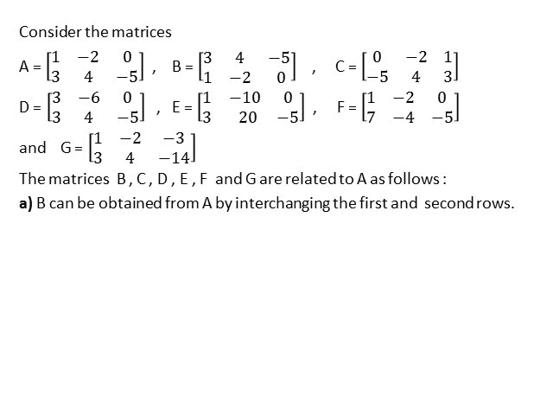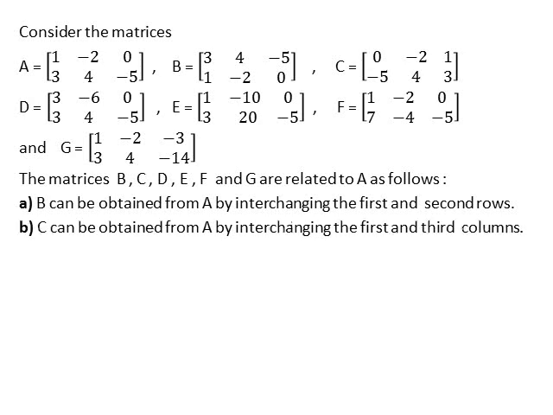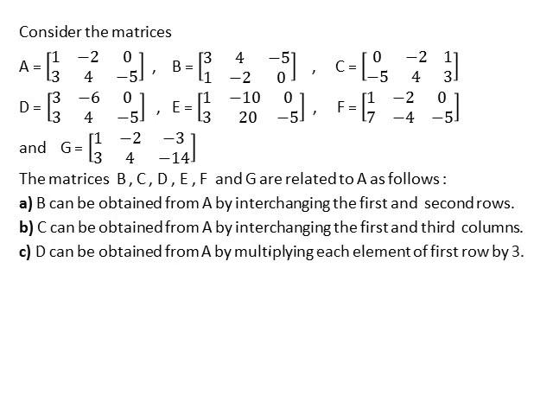Let's observe the matrix B. B can be obtained from A by interchanging the first and second rows. Observe the matrix C. C can be obtained from A by interchanging the first and third columns. Observe the matrix D. If we multiply each element of first row of matrix A by 3, we get matrix D.